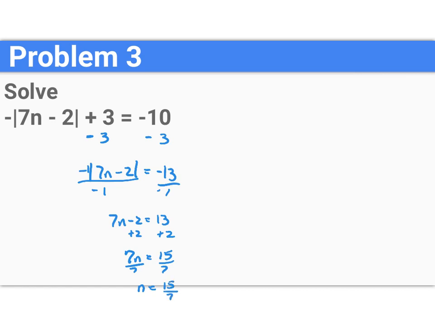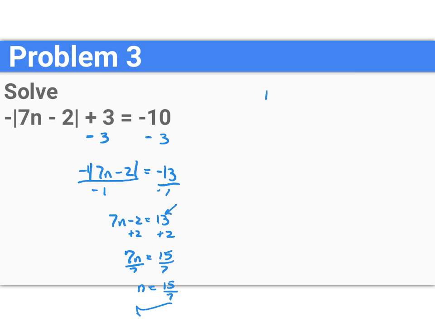Okay, sticking it in. Once you multiply 15 over 7 by 7, you get 15 minus 2, which is 13. The negative 13 plus 3 is negative 10. All right, so this one works. Good. So now this is the case that we consider.